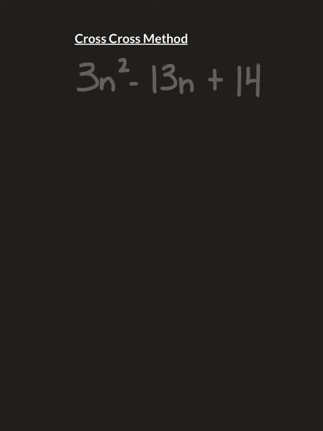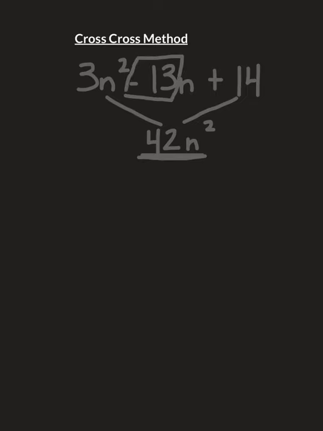Now with our Criss Cross method, what we said was we take the front and the back term, we multiply them together, which is going to give me 42n squared. And we're going to look at the pair of numbers that multiply to 42 but add to negative 13. And we're saying they add to negative 13 because of this positive sign right here.